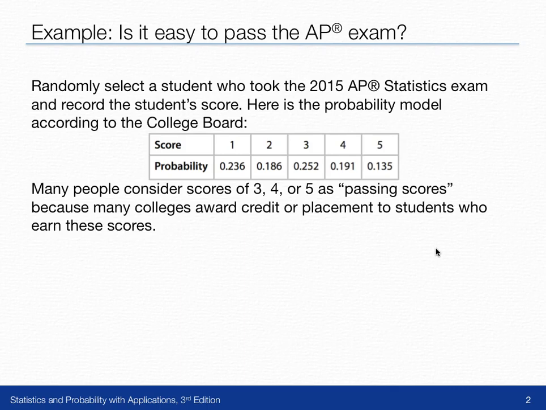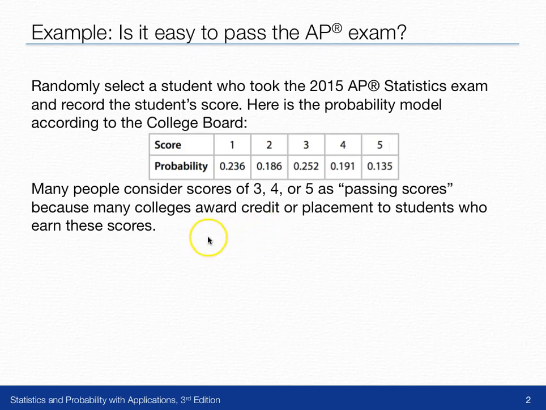What we want to do in this problem is randomly select a student who took the 2015 AP Statistics exam and record the score. The probability model, according to the College Board, looks like this. This means about 23.6% of the students who took the exam scored a 1, which is the lowest score, and about 13.5% of the students scored the highest score, which is a 5.